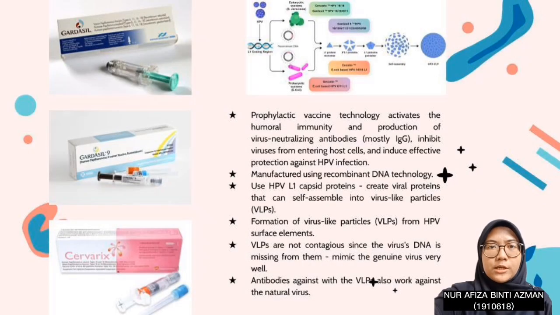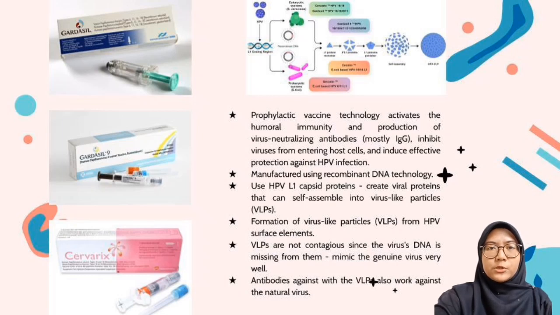Prophylactic vaccine technology activates the humoral immunity and production of virus-neutralizing antibodies, mostly IgG, which inhibit viruses from entering host cells and induce effective protection against HPV infection. They are manufactured using recombinant DNA technology by using HPV-L1 capsid proteins. This technology is used to create viral proteins that can self-assemble into virus-like particles, VLPs.